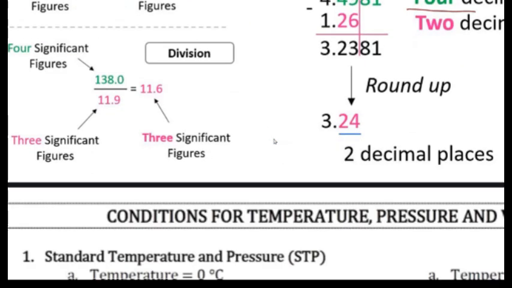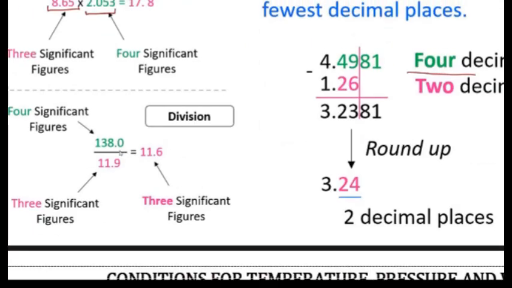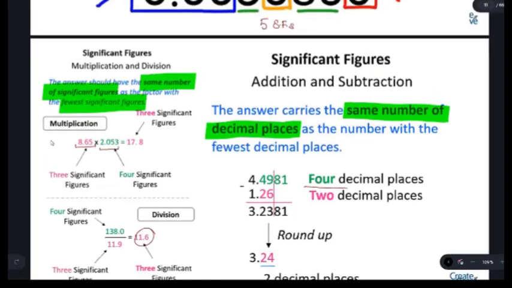You must consider that. Similarly, look at the one below. You can see that the numerator value has 4 significant figures and the denominator has 3 significant figures. So the final answer here has 3 significant figures accordingly. All right. So this is all about significant figures.